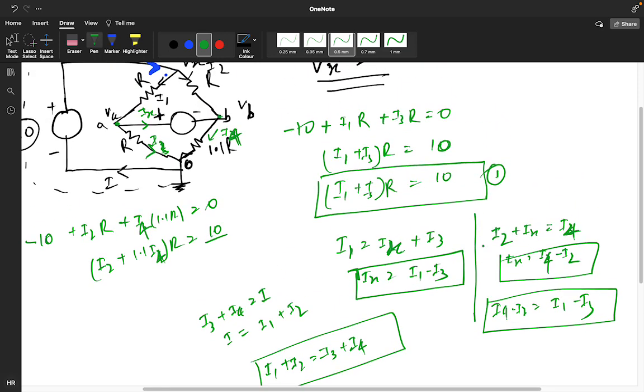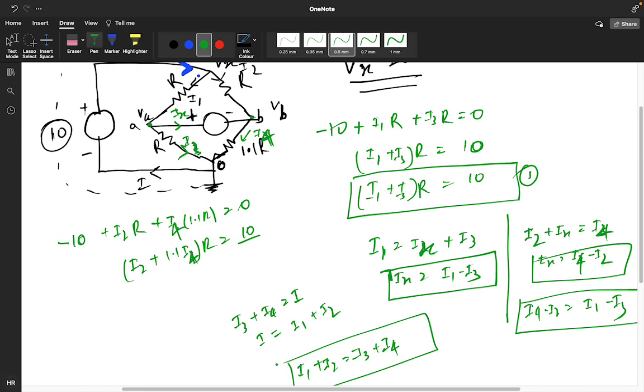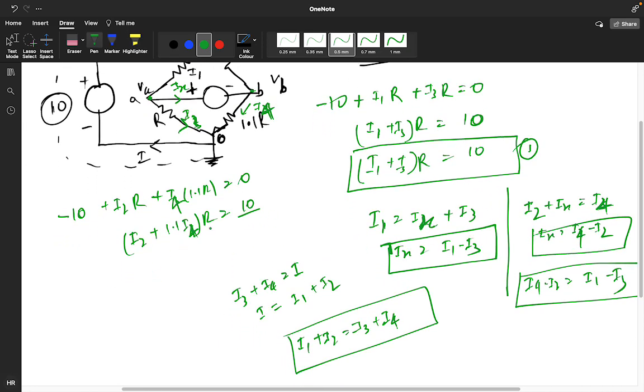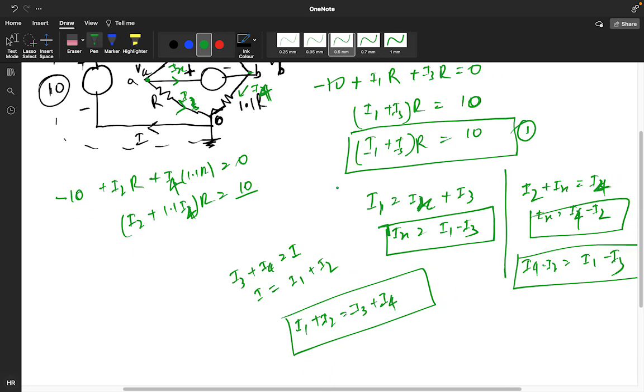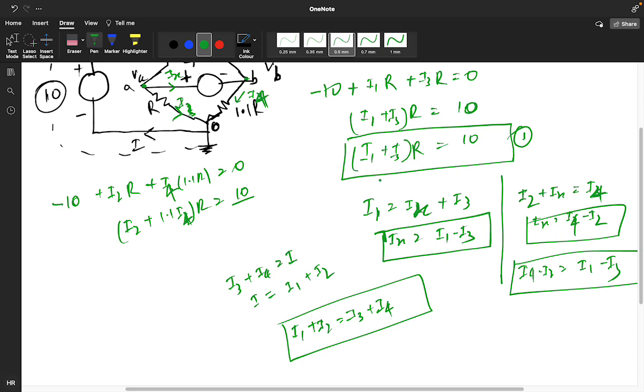And what relations did you get? One relation is I2 plus 1.1 I4 into R equals 10, and the other is I1 plus I3 into R equals 10. Now you have to use these equations and you will get the result. Suppose I take this equation as equation 2 and equate it. What will we get? I1 plus I3 is equal to I2 plus 1.1 I4, right?